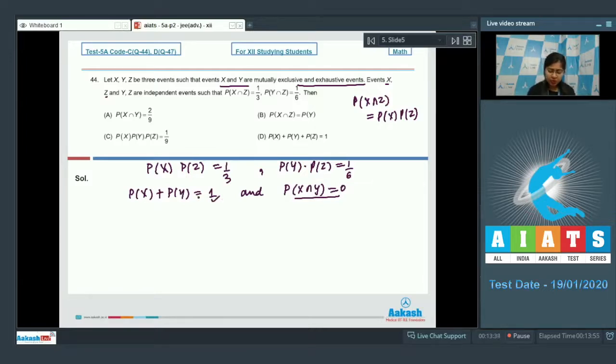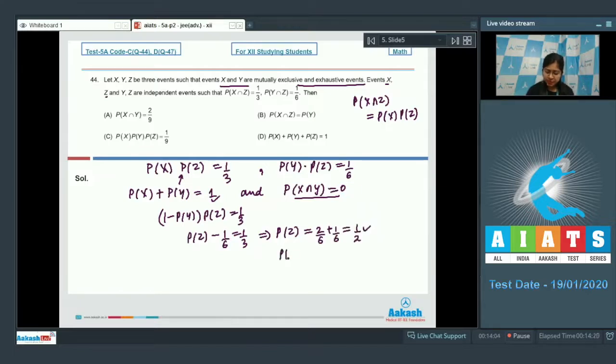So, putting px equal to 1 minus py here, we will get (1 minus py) into pz is equal to 1 by 3. That is pz minus 1 by 6 is equal to 1 by 3, which means pz is equal to 2 by 6 plus 1 by 6, that is 1 by 2. So this is pz. So py will be equal to 1 by 3 and px will be equal to 2 by 3. So these three are the values. Now option number A says the probability of x intersection y will definitely be 0.